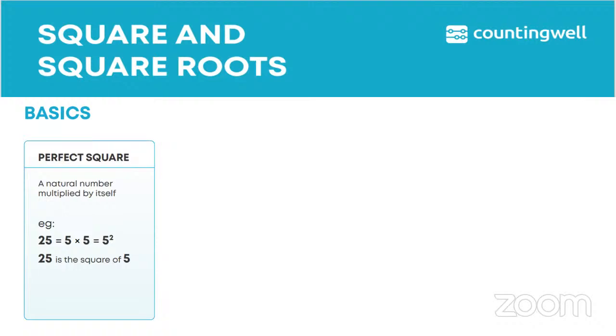Let us see what is a perfect square. A perfect square is nothing but a natural number multiplied by itself. For example, here we have 25. We can write 25 as 5 into 5, that is 5 square. Here we say 25 is the square of 5. We have a lot of perfect squares.